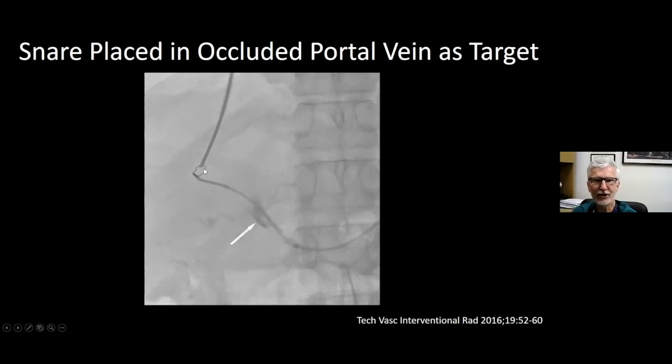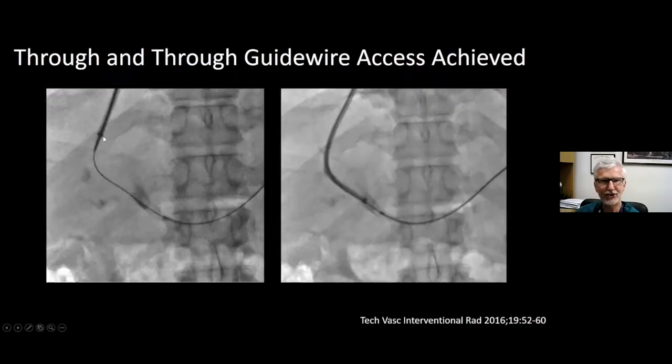a snare in the occluded portal venous system so that going from the internal jugular vein in the neck, they pass their TIPS set through the hepatic vein into this snare, and then through a series of steps, they snare an exchange length guide wire from their TIPS set in the portal system, and through a series of steps, they drag that wire out through the spleen, out through the skin, and now they have through-and-through guide wire access from the IJ vein through the spleen and outside of the skin.